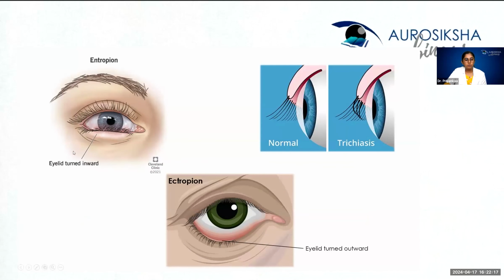And just to touch upon the clinical anatomy of the eyelids, an eyelid which is turned inward towards the eyeball is called an entropion, and an eyelid which is turned away from the eyeball is called an ectropion. And as you can see in this picture, eyelashes which are turned in and touching the eyeball are called trichiasis.